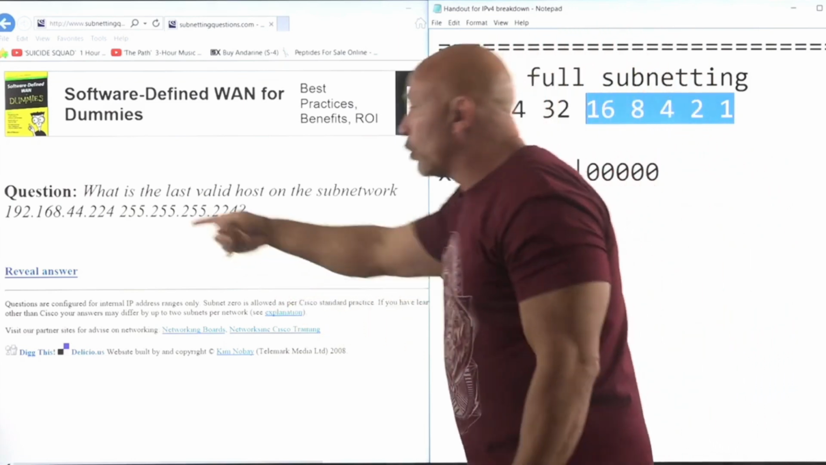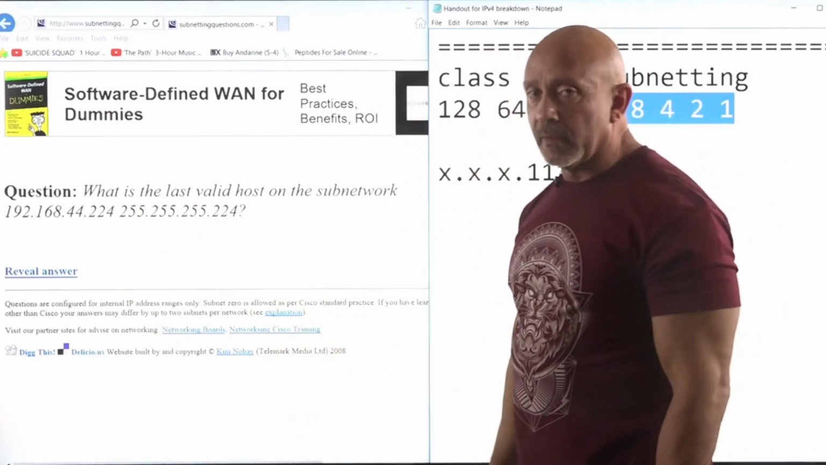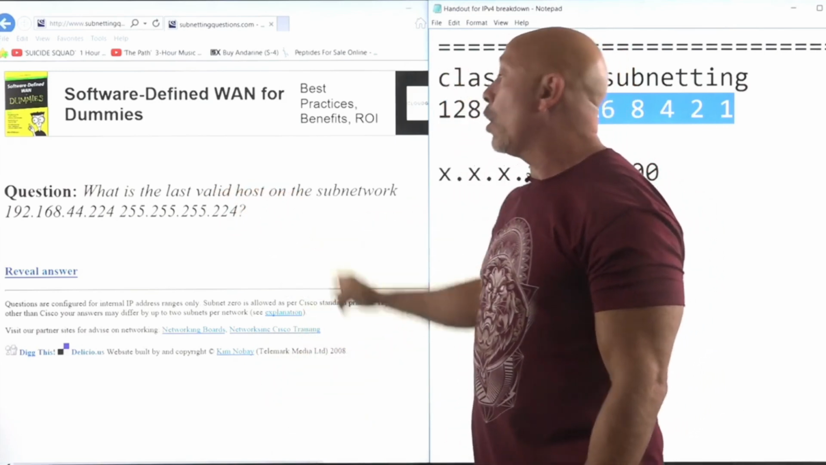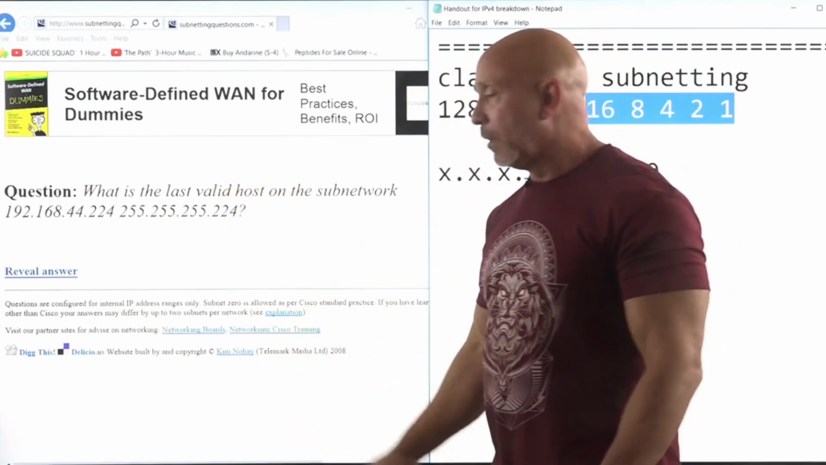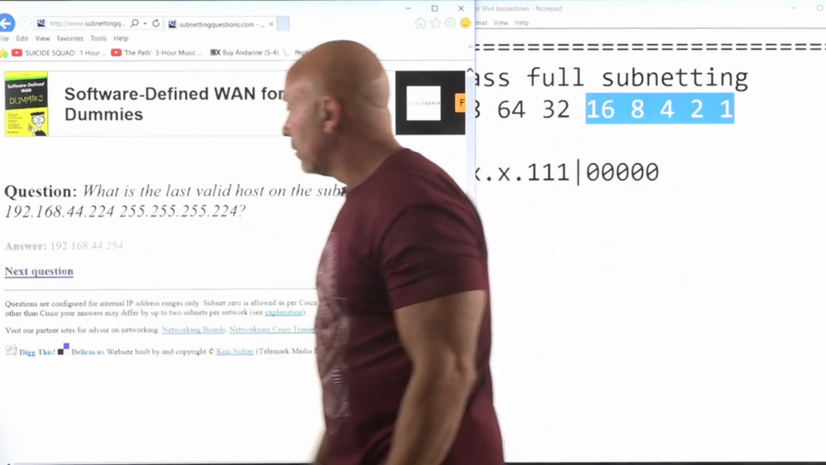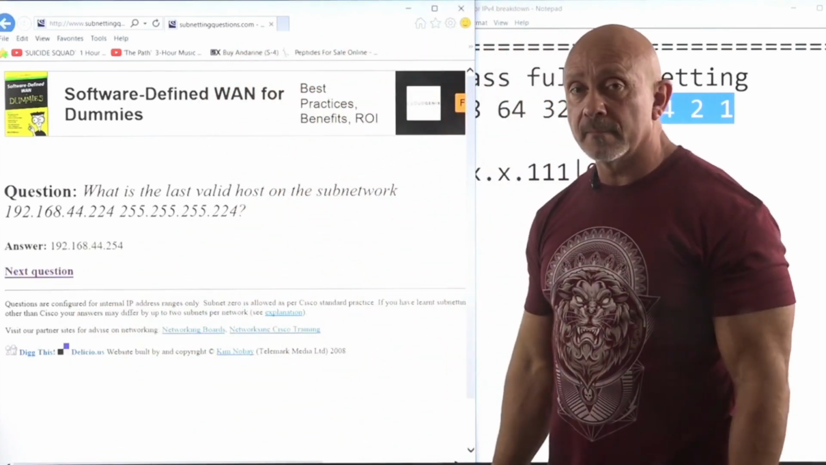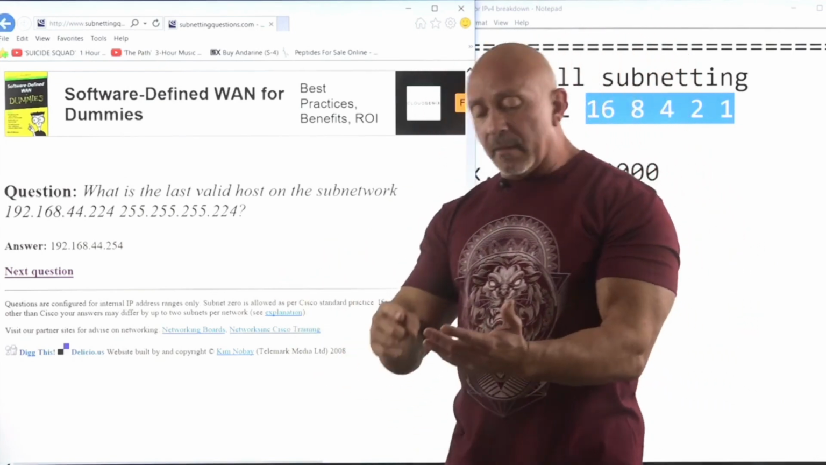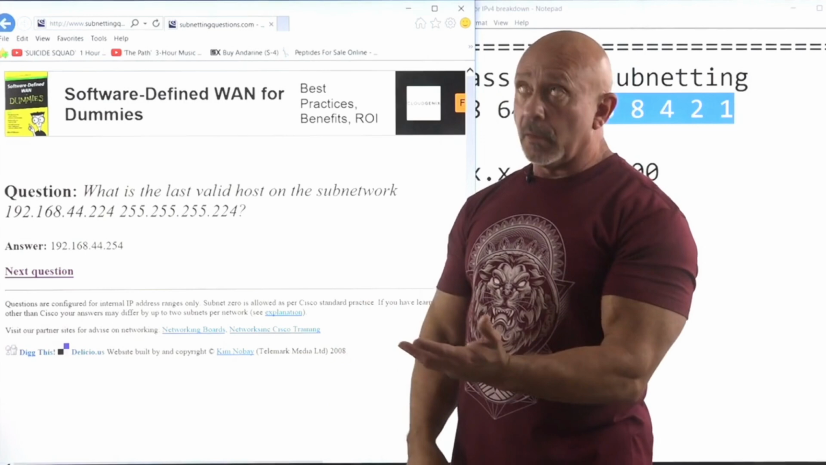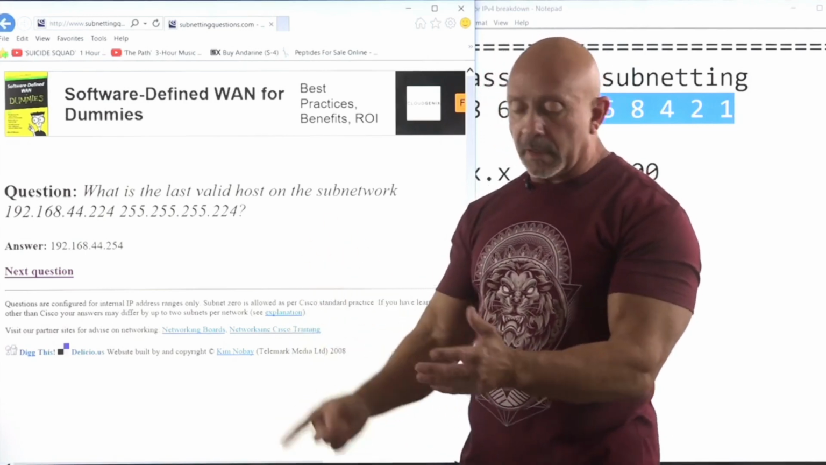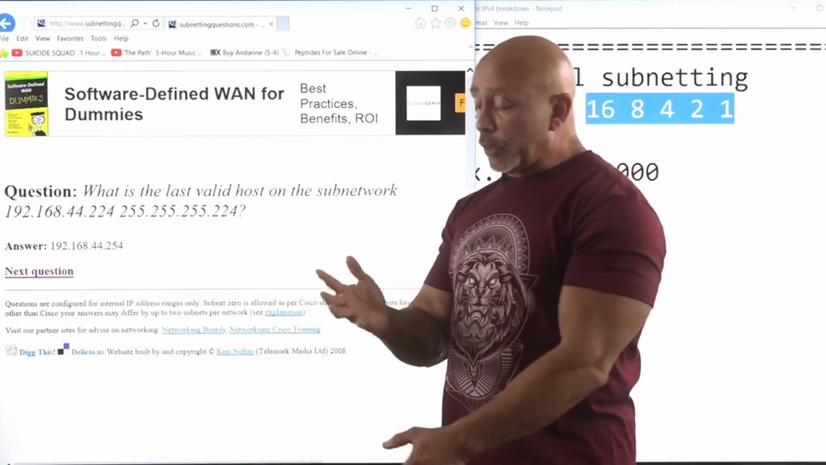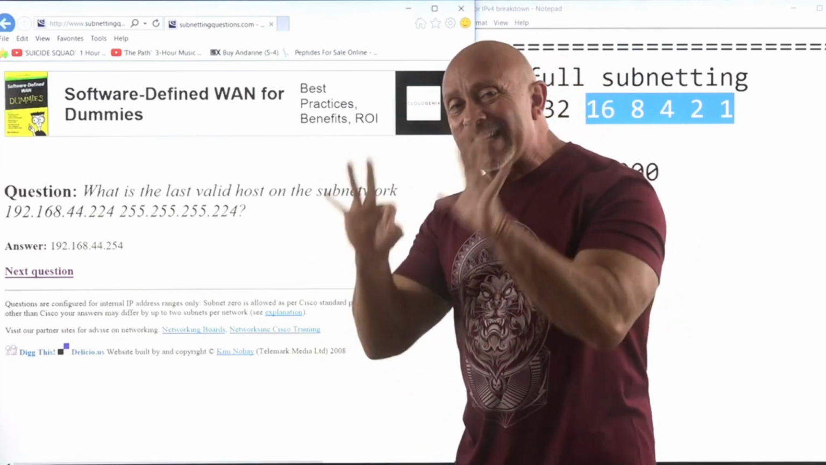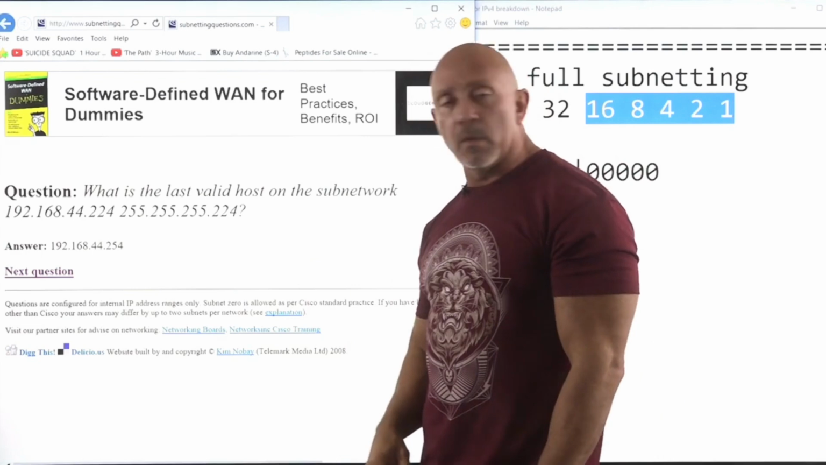Well, what's 31 plus 224? It's 255. So what is the last available IP address? Last valid host. It's 254. Let's look at the answer. 254. It always works out that way. If you have a 128, a 192, a 224, a 240, a 248, a 252, a 254, or a 255, those will be the last networks. Always, always, always.